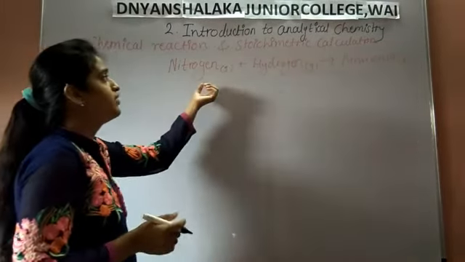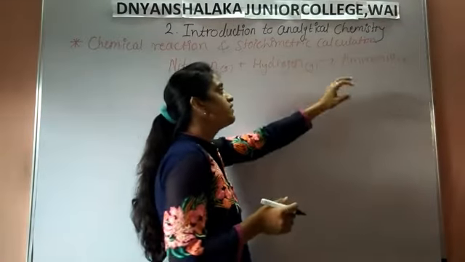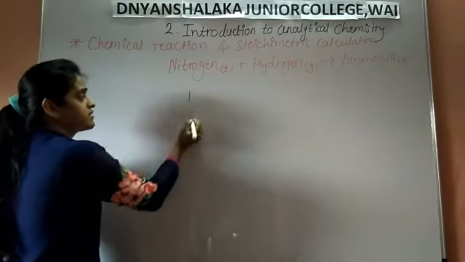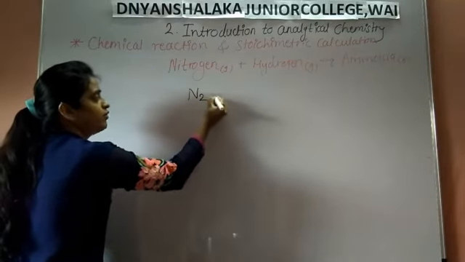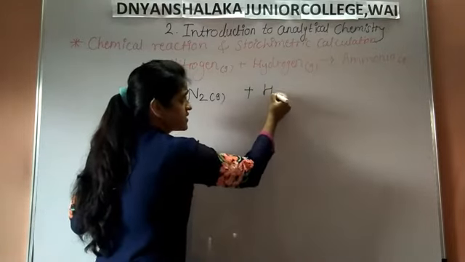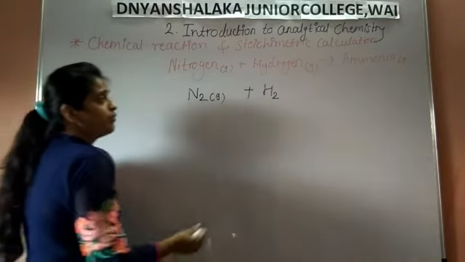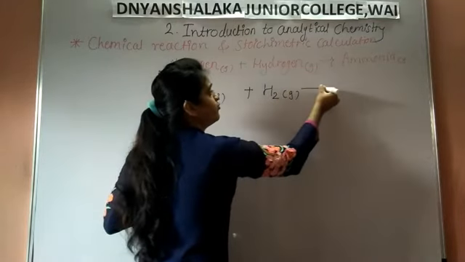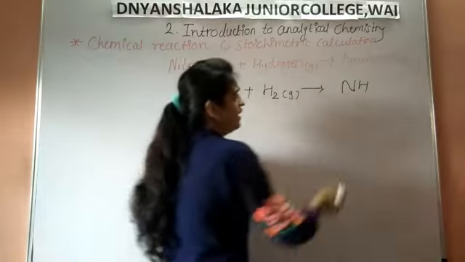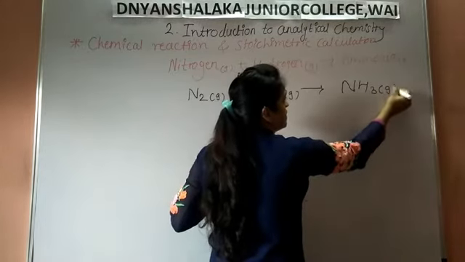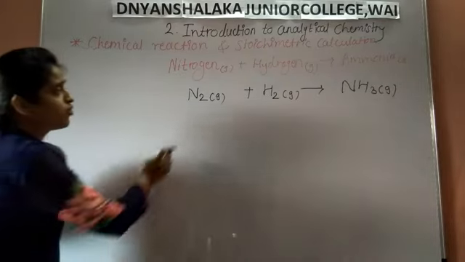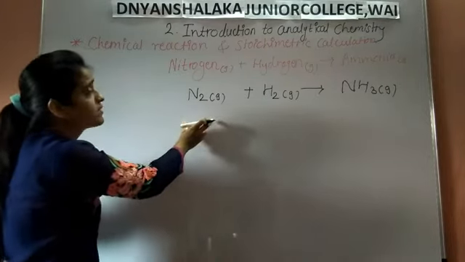Next example: nitrogen in gaseous state and hydrogen in gaseous state form the product ammonia in gaseous state. Nitrogen is a diatomic molecule, N2, with suffix G. Hydrogen is a diatomic molecule in gaseous state, and it forms ammonia with chemical formula NH3 in gaseous state. But this reaction is not balanced, it is not a balanced chemical equation.